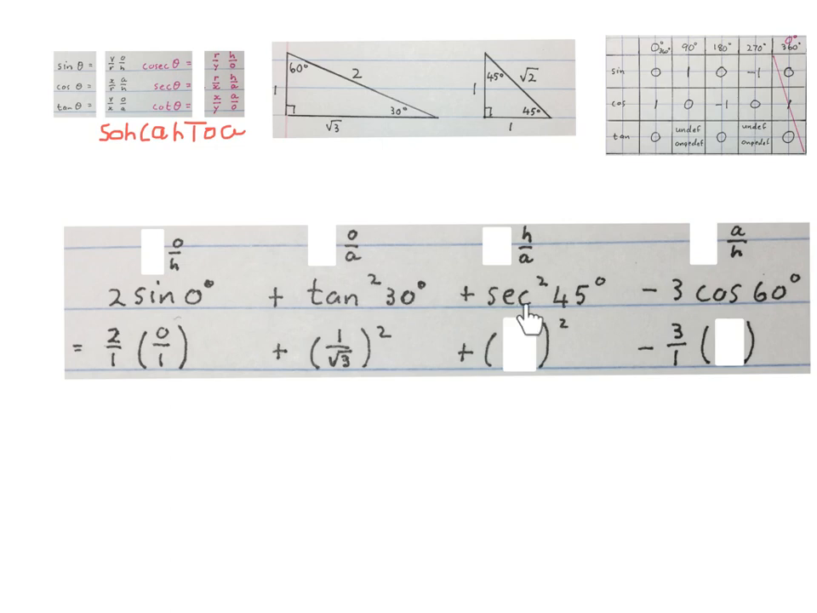Next we have sec of 45 degrees. We stand at 45 degrees. Sec is hypotenuse over adjacent. My hypotenuse is square root of 2. My adjacent is 1, which you fill in here.